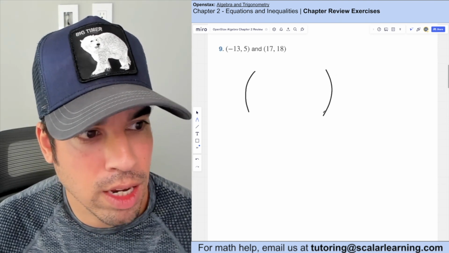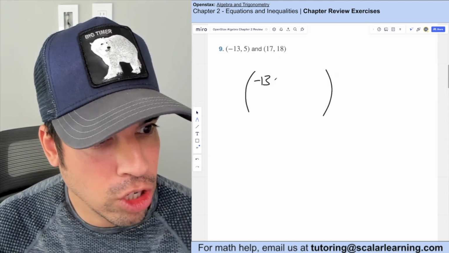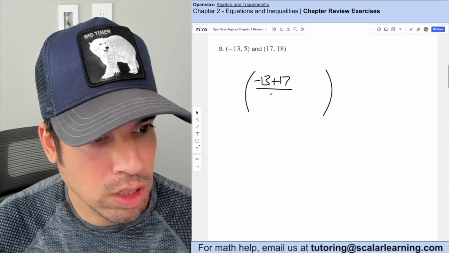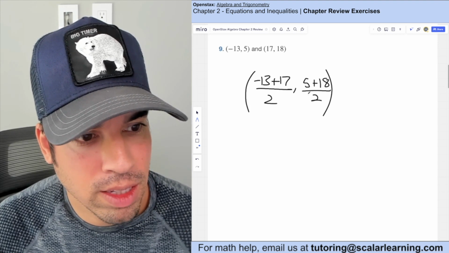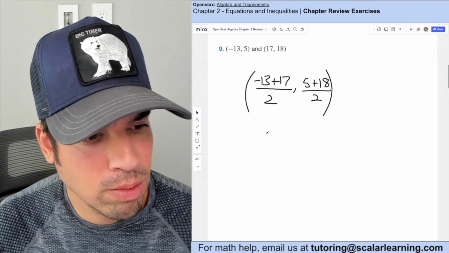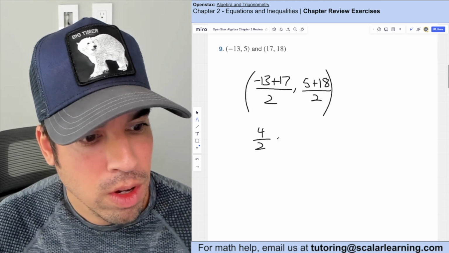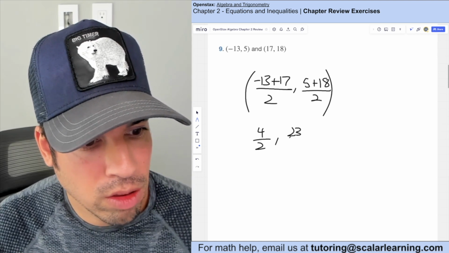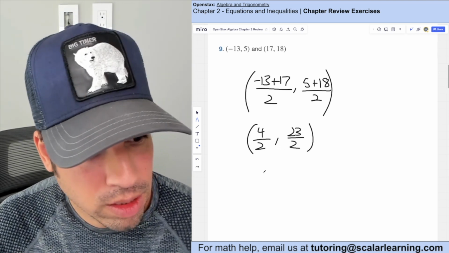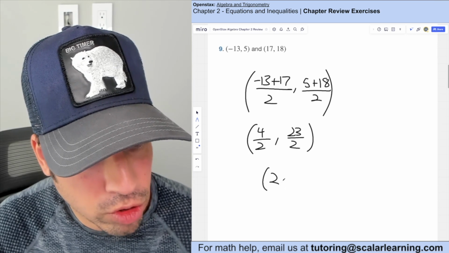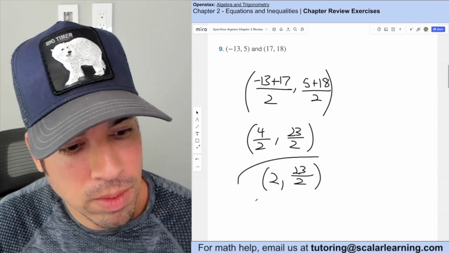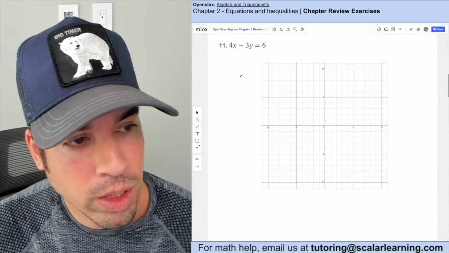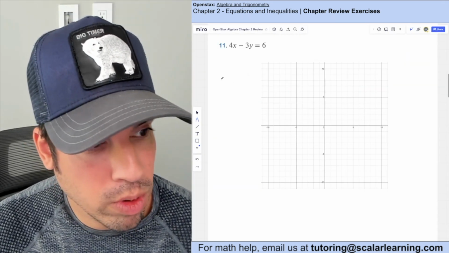Here we're meant to find the coordinates of the midpoint of these 2 points. The way you do that is you take the average of the 2 x coordinates and the average of the 2 y values, right? And that's going to give you your x and y. So negative 13 plus 17 is 4, and 5 plus 18 is 23, over 2. So we can simplify 4 over 2 becomes 2. We'll leave that as 23 halves, same as 11.5. Boom, done.